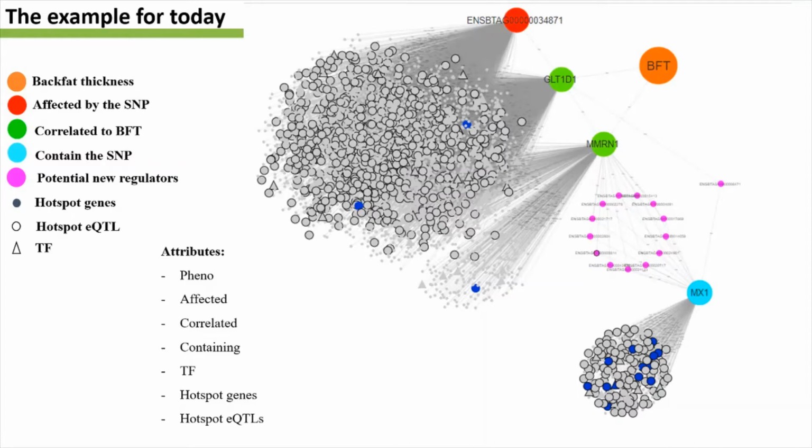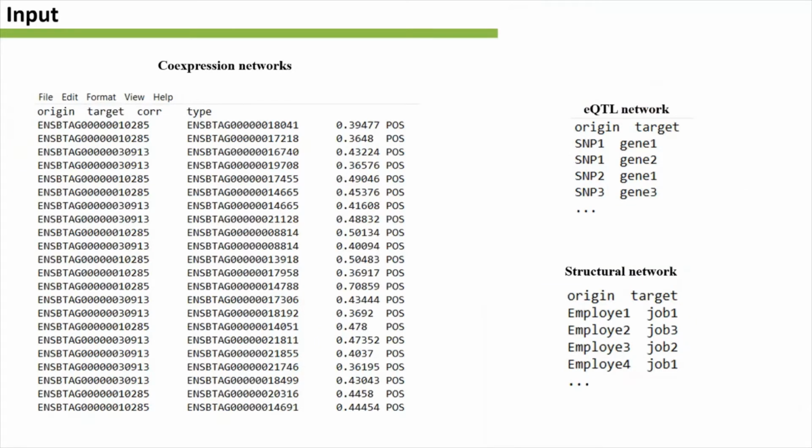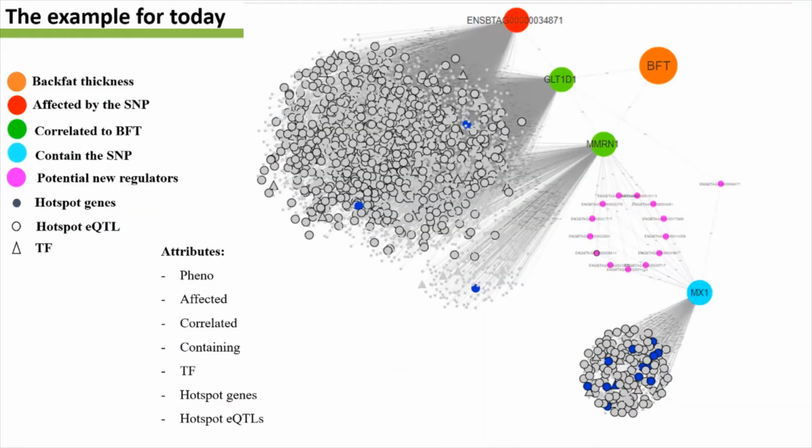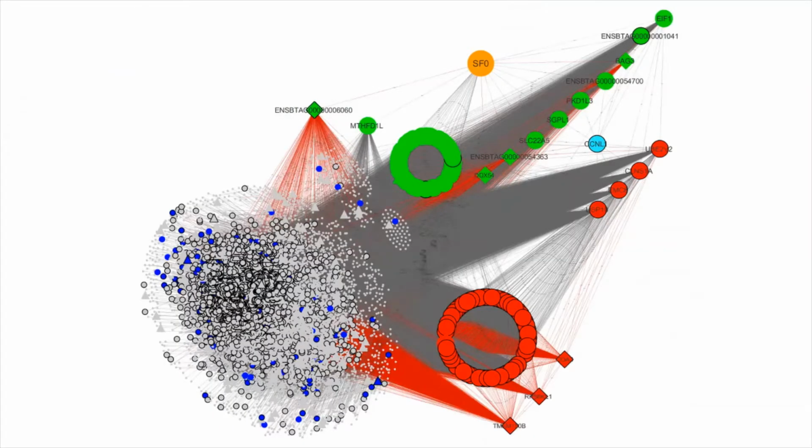So in order to do this network, we need an input, as we saw here, and another input containing attributes. In this other input, we will need information about phenotypes, genes that are affected by SNPs, correlated to the phenotype, containing SNPs, TFs, hotspot genes, and hotspot EQTLs. If you are going to do another co-expression network with other attributes, this second input will need to have all this information.